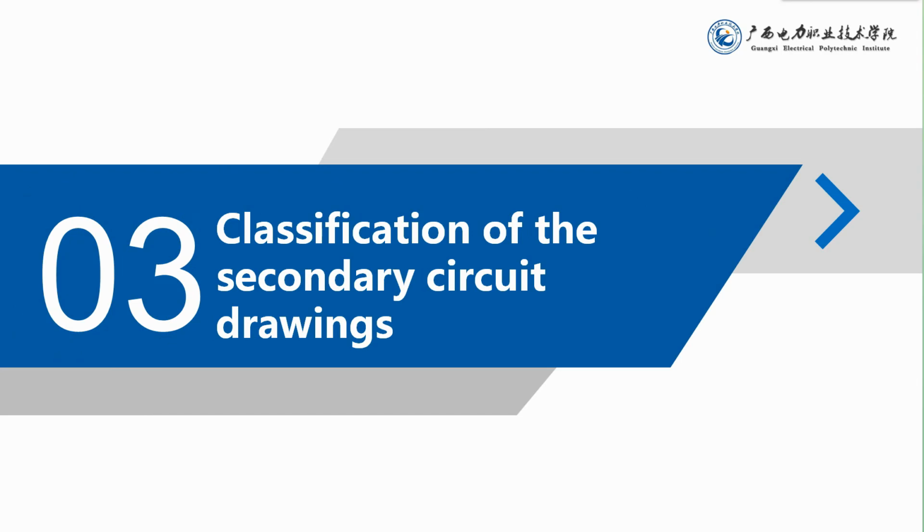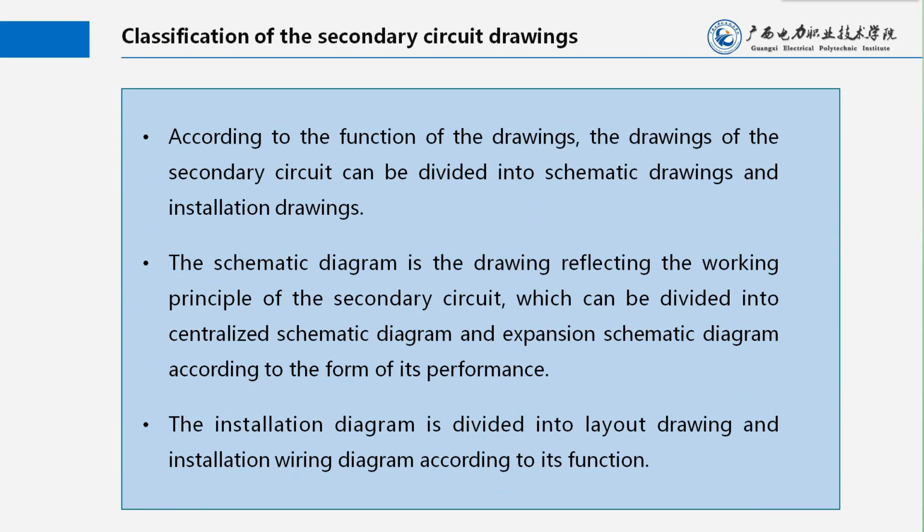3. Classification of the secondary circuit drawings. According to their function, the drawings of the secondary circuit can be divided into schematic drawings and installation drawings. The schematic diagram is the drawing reflecting the working principle of the secondary circuit, which can be divided into centralized schematic diagram and expansion schematic diagram according to the form of its performance. The installation diagram is divided into layout drawing and installation wiring diagram according to its function.